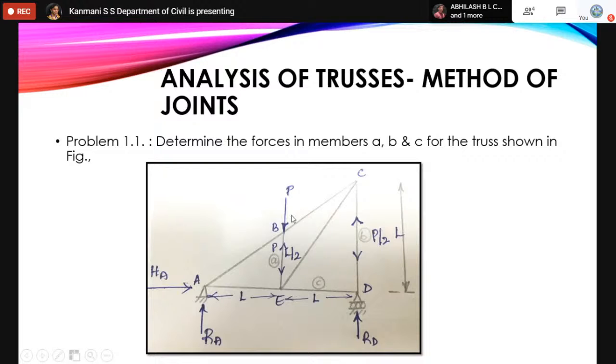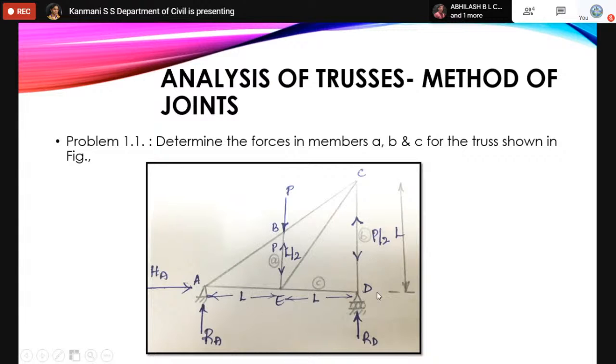We have an external load applied at P. We have a hinge at A. We have a roller at D. So if I resolve and find the reactions, at the hinge we will get 2 reactions, and at the roller we will get 1 reaction. So after this, we have to find A, C, B.